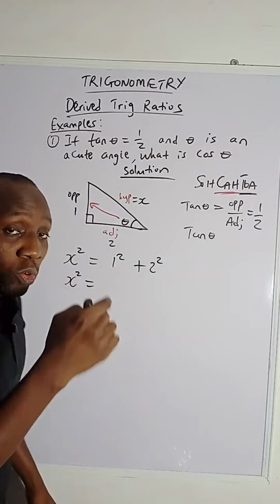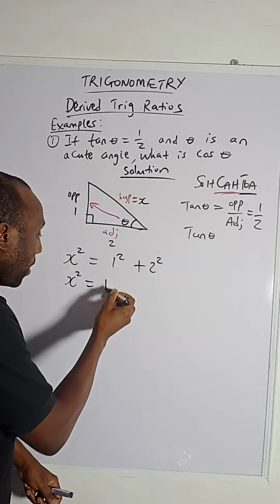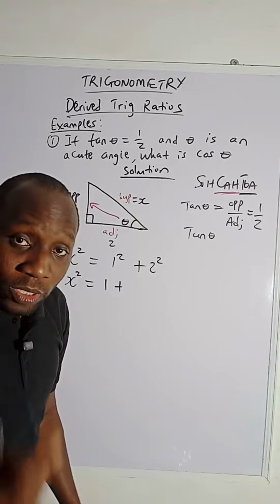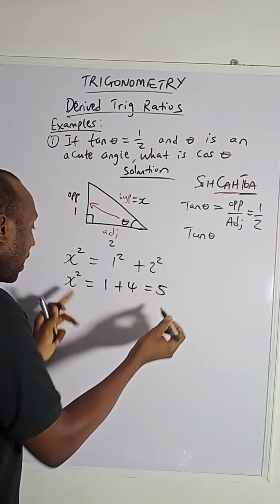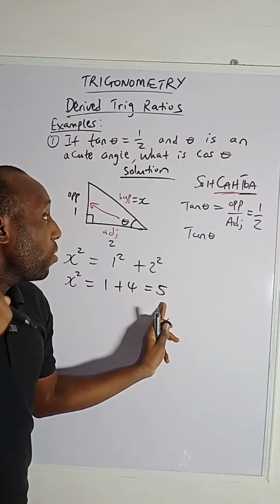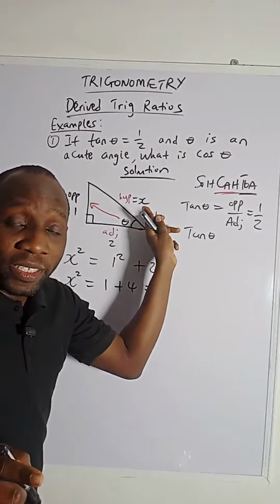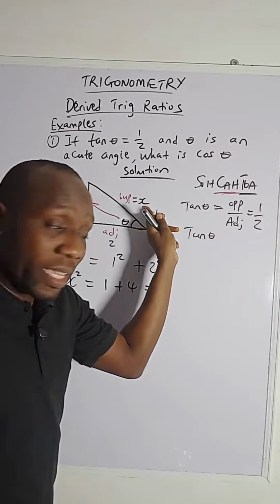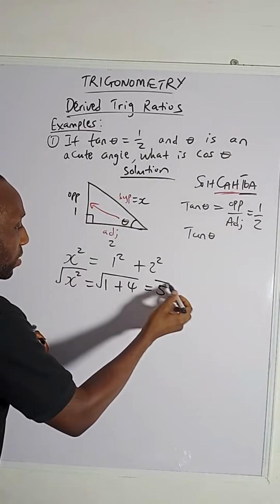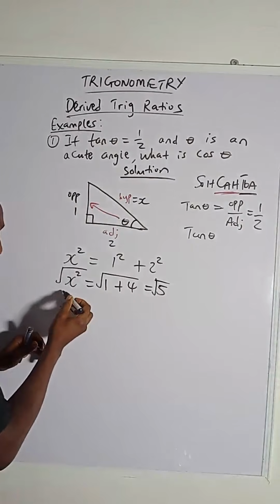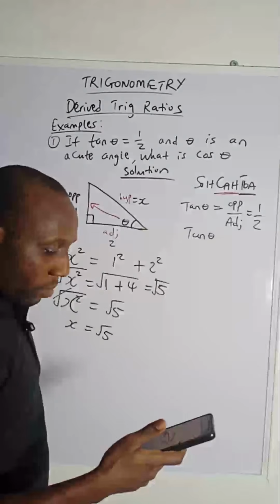1 squared is 1 times 1, which is 1. And then 2 squared is 2 times 2, which is 4. So what do we have? We have that x squared is equal to 5. But we need to get an expression for x. So we'll square root both sides. So when I square root this side, I must do the same thing here. So x, the square root of x.